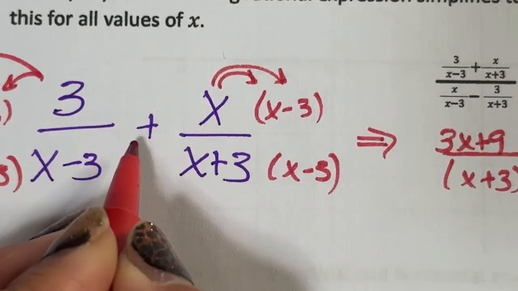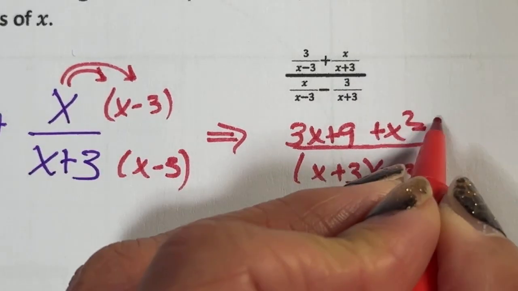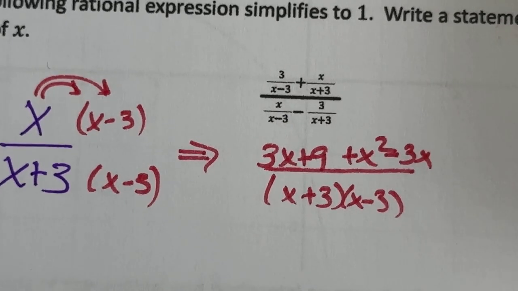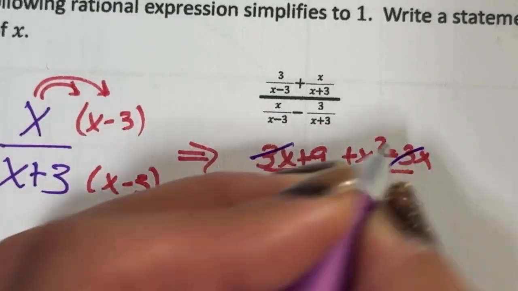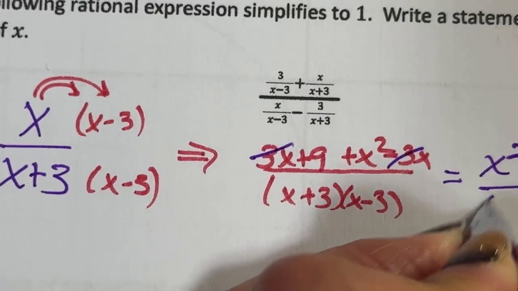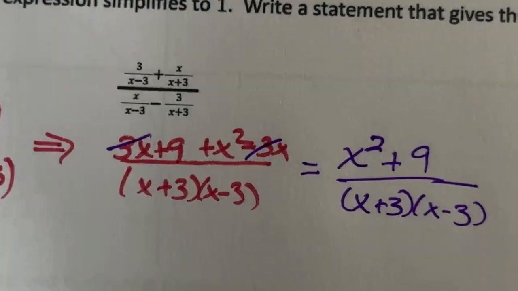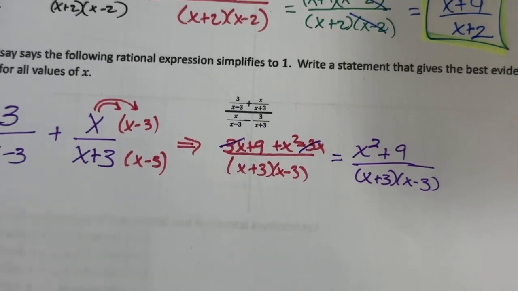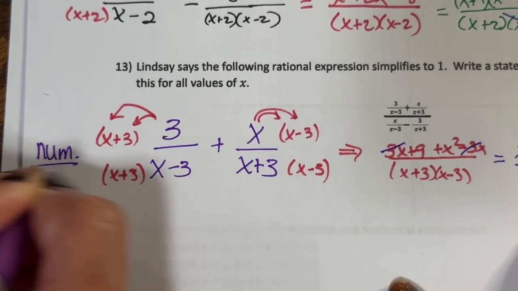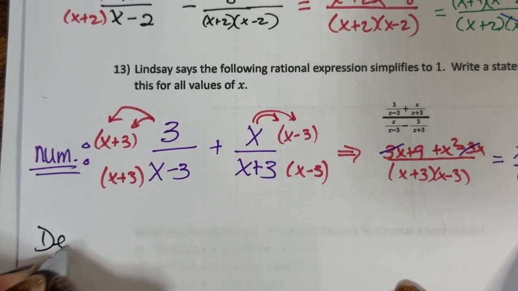Distribute this x, and we're just adding, so we don't have to worry about a negative there. x times x is an x squared. x times -3 is a -3x. Ooh, something's going to happen to those 3x's. One's positive, one's negative. They turn into a 0. So all I have left is x squared plus 9 all over x plus 3, x minus 3. All right, so remember, that's just the numerator. We haven't even touched the denominator yet. Okay, so now, maybe let's put out front "num" to abbreviate numerator. And now let's look at the "denom" for denominator.